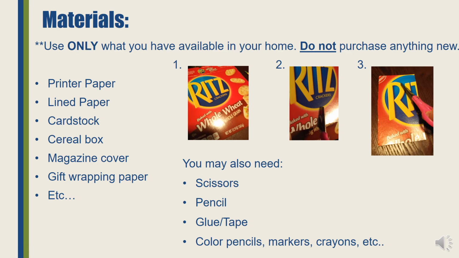You can see there that what I've done is I've sacrificed the back of our Ritz box of crackers, and I've cut it out. You can see the scissors there, and then I've left off that one little piece that I'm going to use the back of.